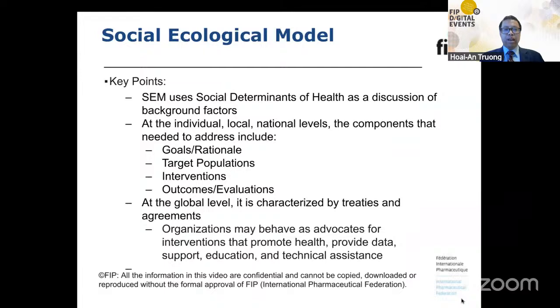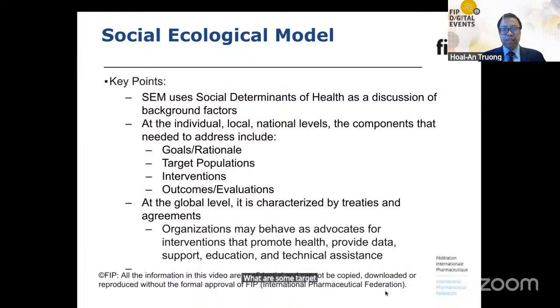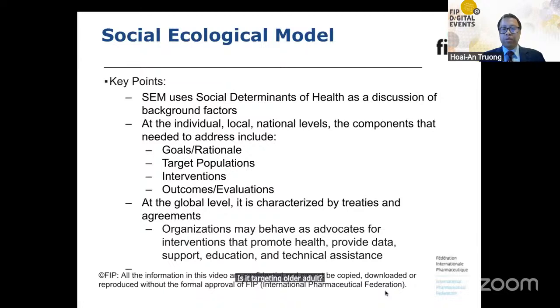And I will close out this session with the key points here: there are social determinants of health that can help us look at different background factors. They're at the individual, local, and national level. There are things that we need to think about. What are the goals and the rationale we try to address? What are some target populations? Is it targeting adolescents? Young adults? Older adults? What is the intervention that we're making? And how do we know it's working? What are some outcomes and evaluation?